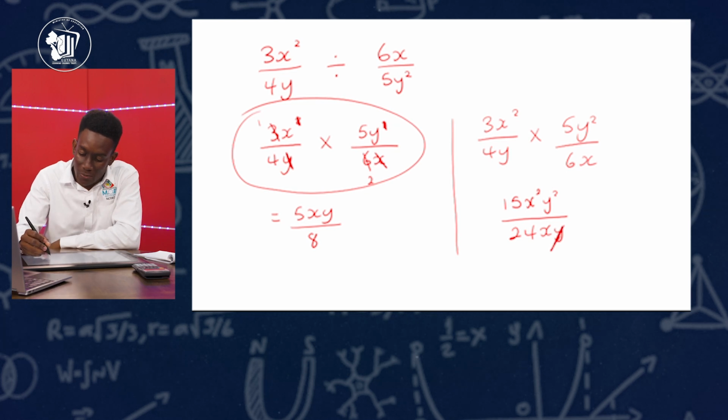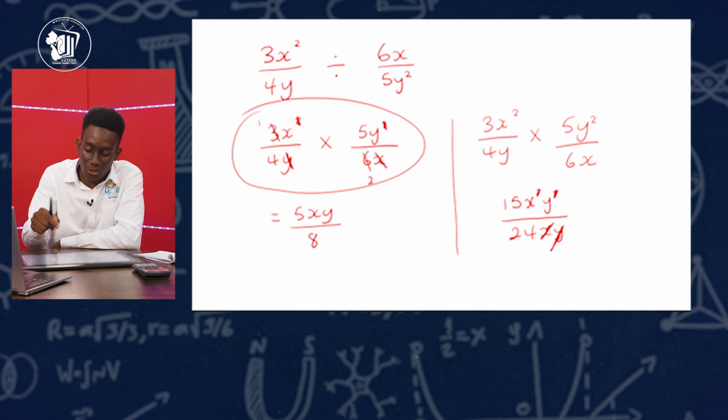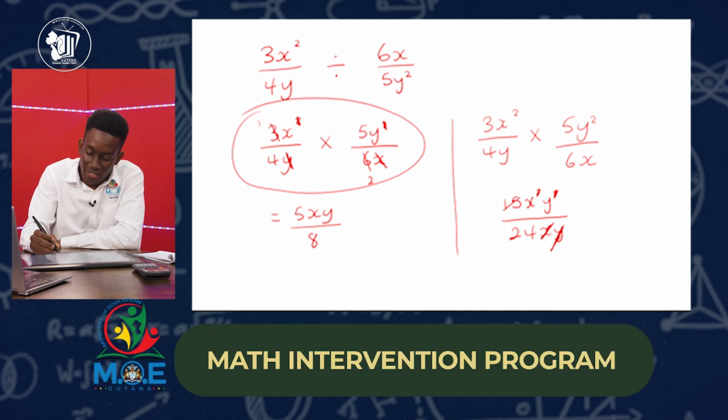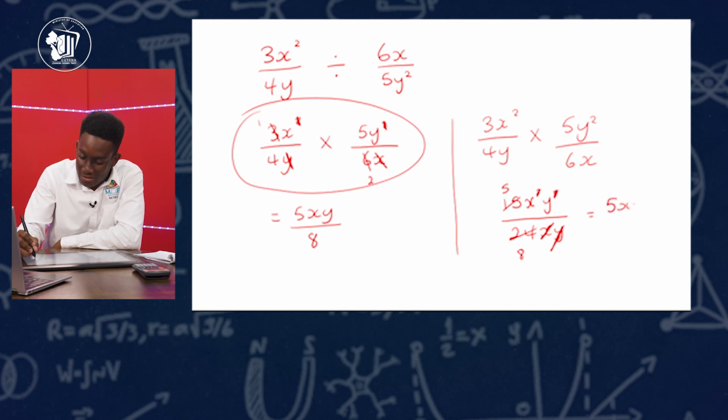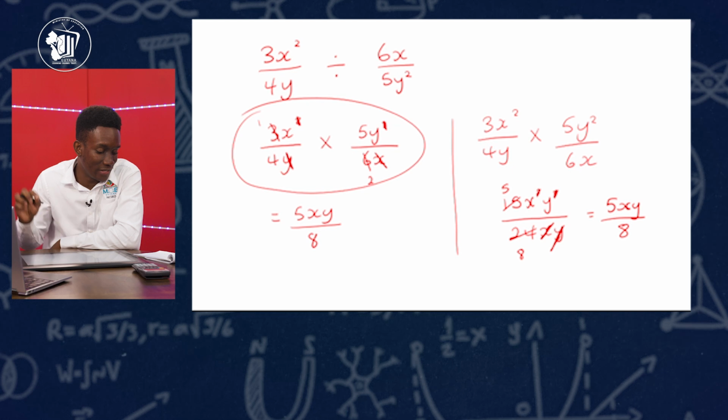So we know this y will cancel out with one of these y's, and the x cancels out with one of the x squared. So 15 over 24: we know 3 can divide both 15 and 24. So 15 divided by 3 would give you 5, and 24 divided by 3 would give you 8. So this will simplify to 5xy over 8. And that is how you simplify that fraction. Let's look at another example.